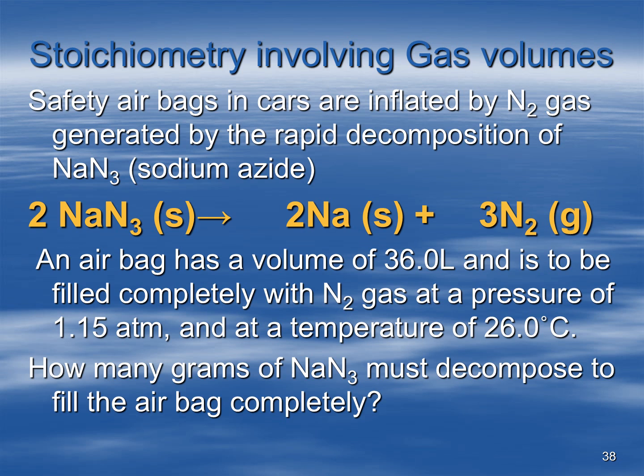All right, so the question is, how many grams of NaN3 must decompose to fill the airbag completely? So if we think about it, what do we know? We know the volume, we know the pressure, and we know the temperature. So we can figure out how many moles of nitrogen need to be provided to fill up the airbag. Once we know the moles of nitrogen, we can convert moles of nitrogen to moles of NaN3, and then we can convert that to grams.